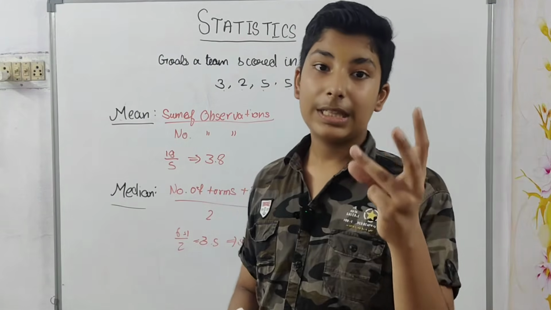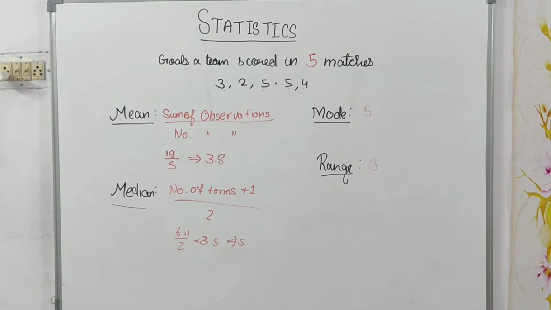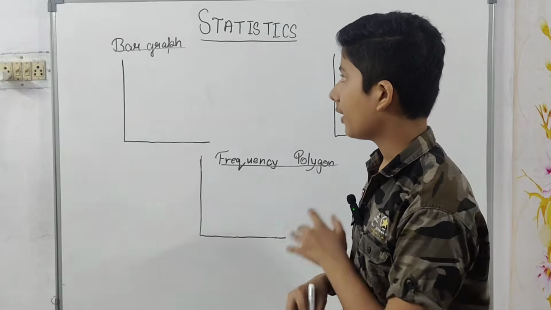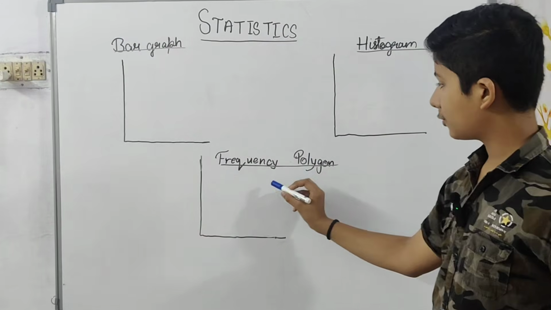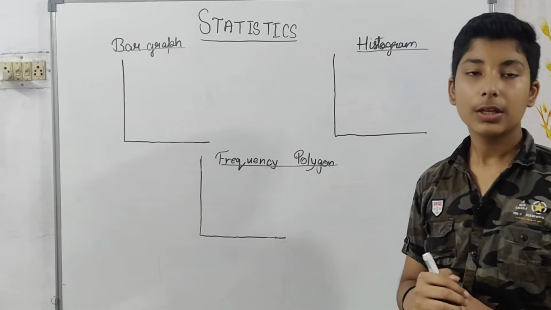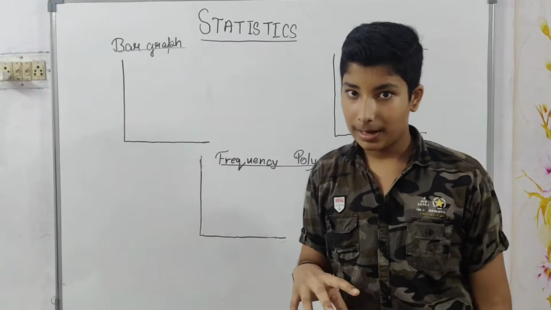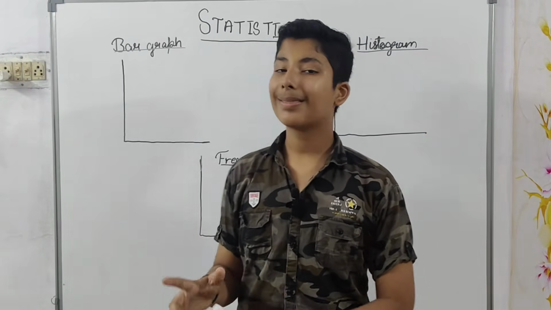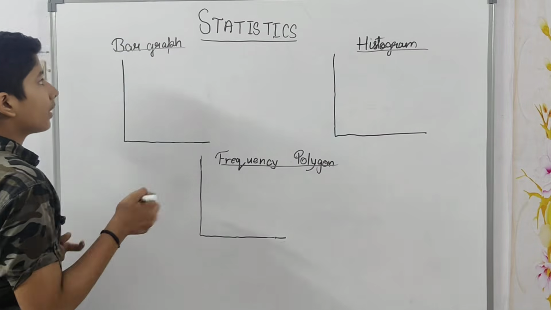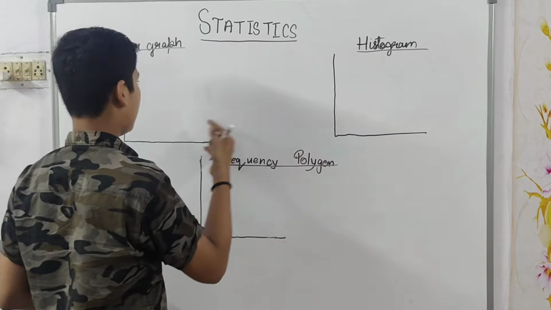Now we will do the 3 types of data representation methods. The 3 data representation methods are: first, bar graph; second, histogram; and third, frequency polygon. Bar graph and histogram we have done in our previous classes, but this frequency polygon we have not done. This is a little bit different. First of all, bar graph. There is a small difference between these both.